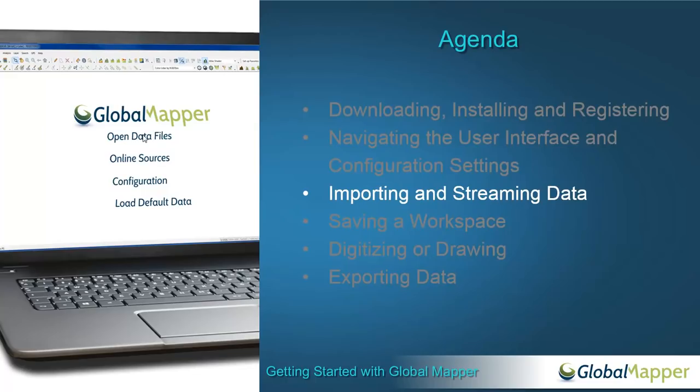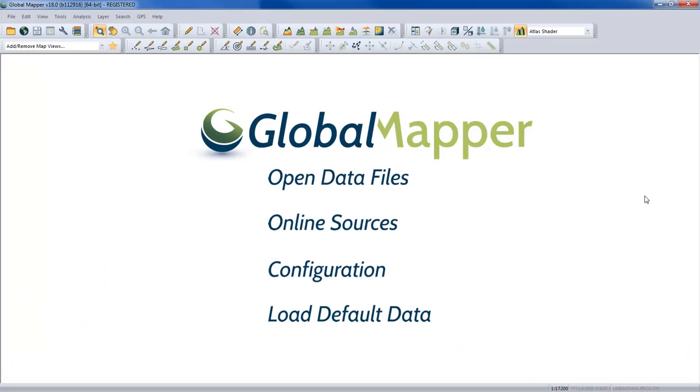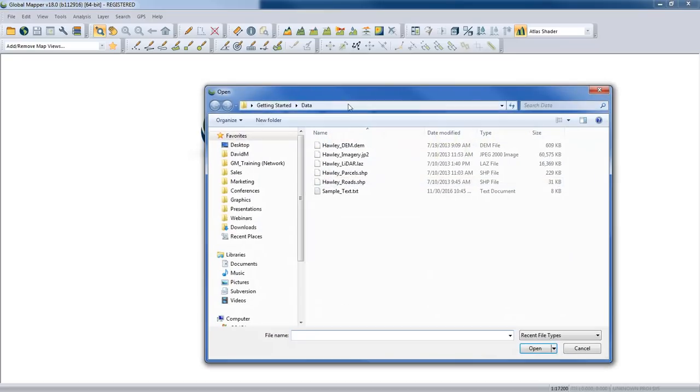And we're going to perform a few different processes to get data into the application. So our first experience with Global Mapper was loading default data, obviously with no control over the individual files, but it essentially loaded data. What we're going to do in this first very simple import process is use the button right here in the middle of the intro screen, open data files.